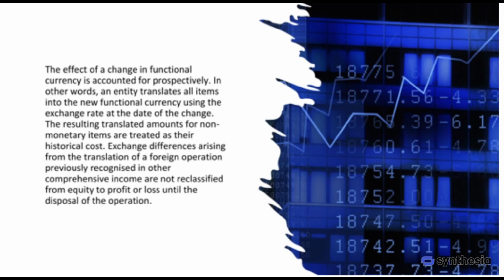The effect of changing the functional currency is accounted for going forward, or prospectively. This means the entity translates all items into the new functional currency using the exchange rate on the date of the change. For non-monetary items, the translated amounts become their new historical cost. Also, any exchange differences from translating a foreign operation that were previously recorded in other comprehensive income stay in equity and are only moved to profit or loss when the foreign operation is disposed of.